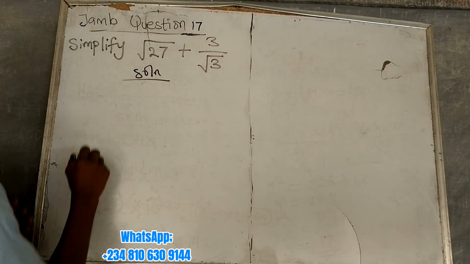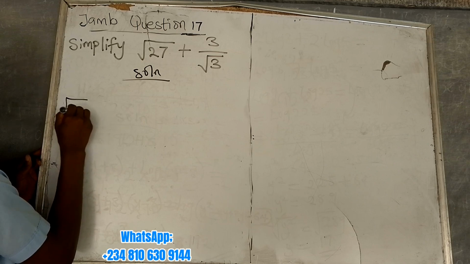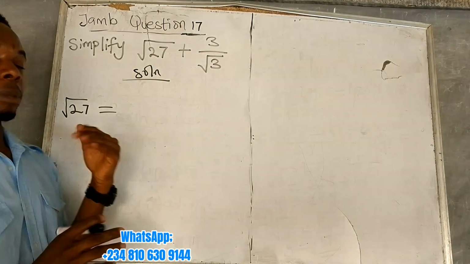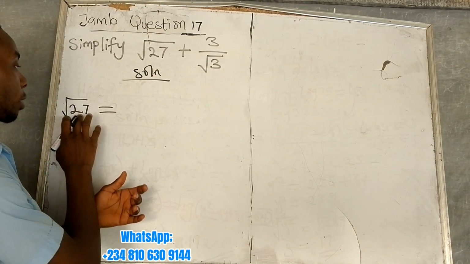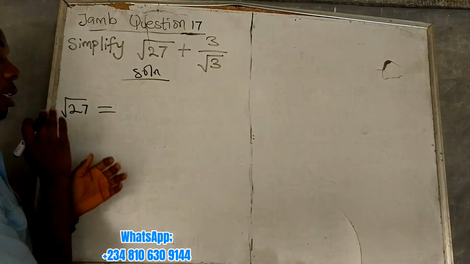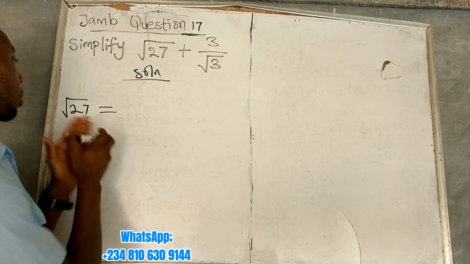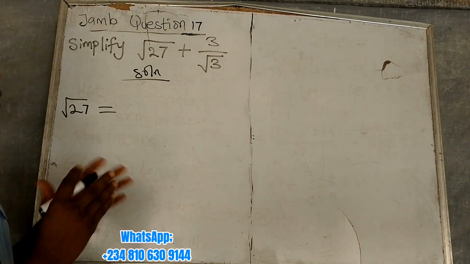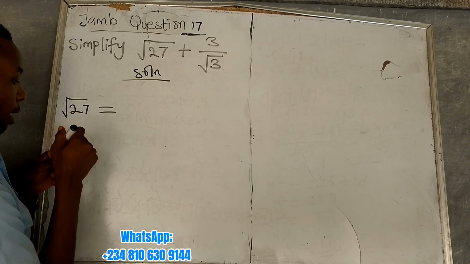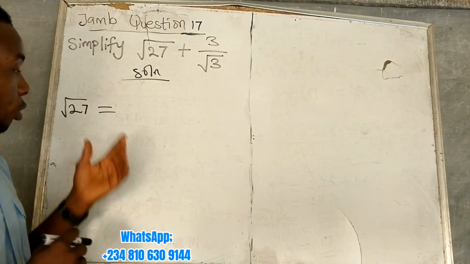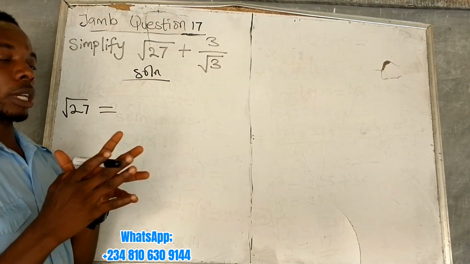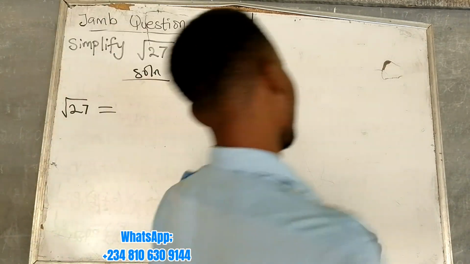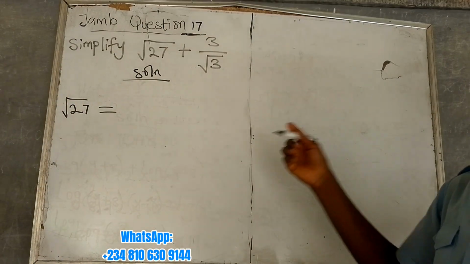Now, this first one, which is root 27. Now, root 27 is not a perfect square. So, there's no way you can find its root so that you must get a decimal number. So, there's no need of finding it. So, now we need to break it down. First of all, you think, what two numbers can you multiply each other that will give you 27? Or you can decide to find the prime factors of 27.